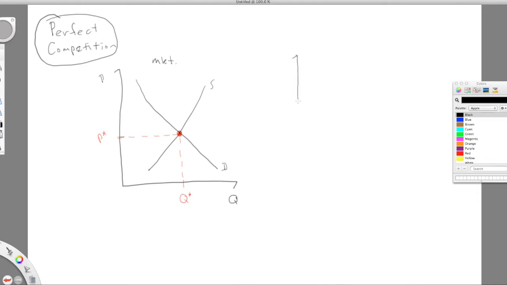So in the second picture over here, I'm going to draw an example of what things look like from the perspective of an individual firm in this market. So this is one of the firms that's included in this overall market supply curve.